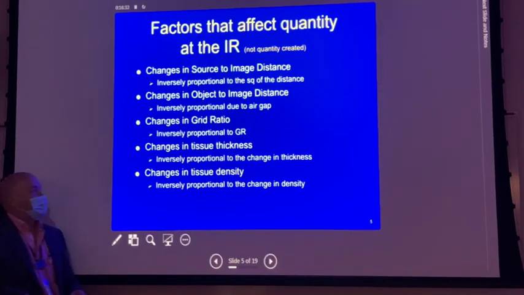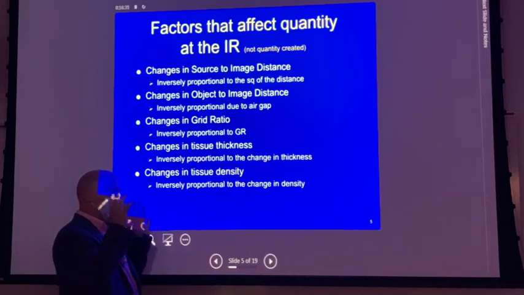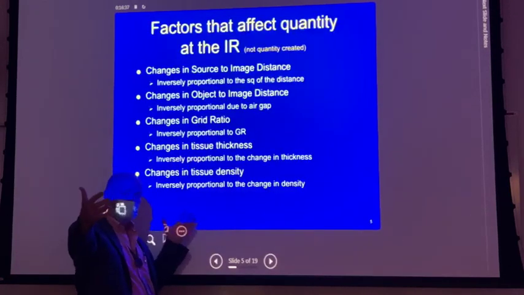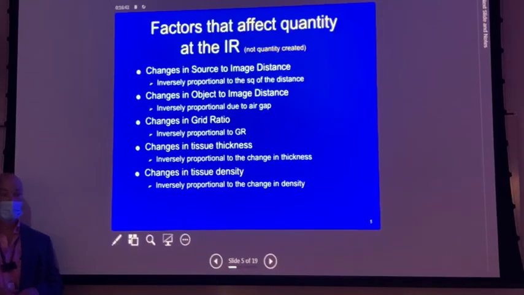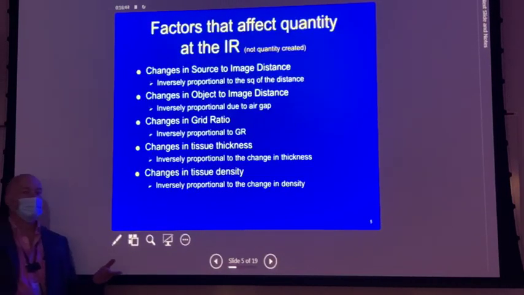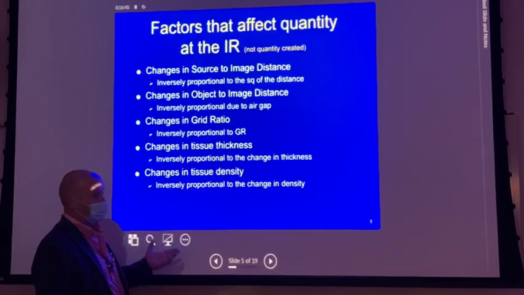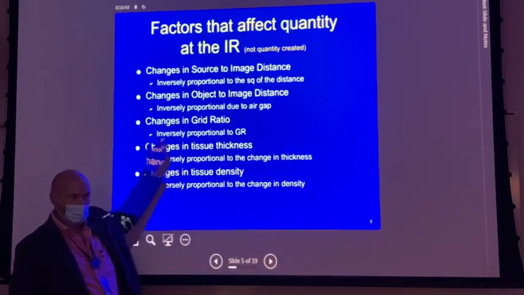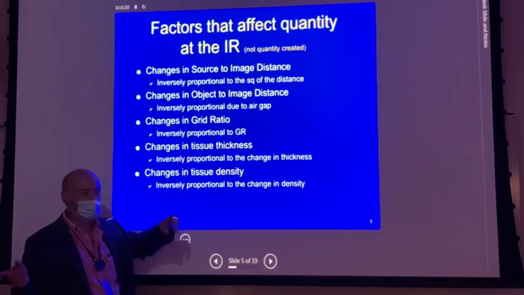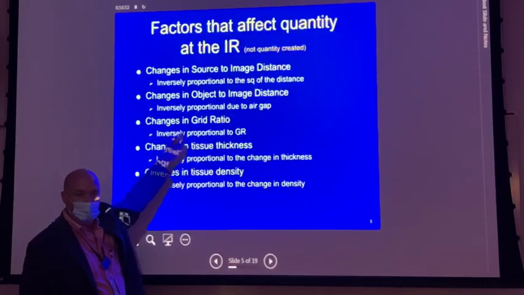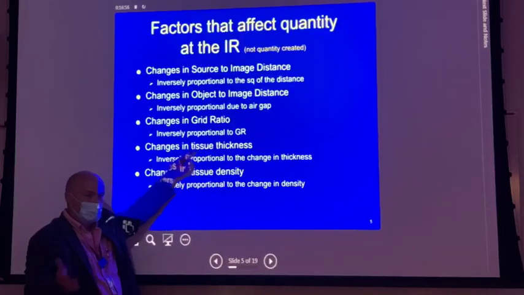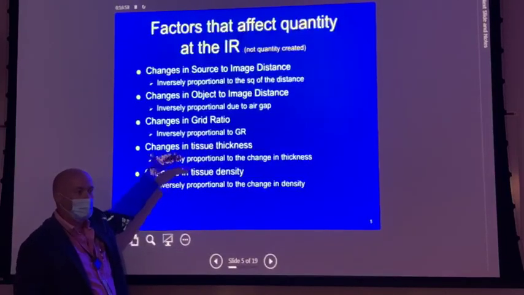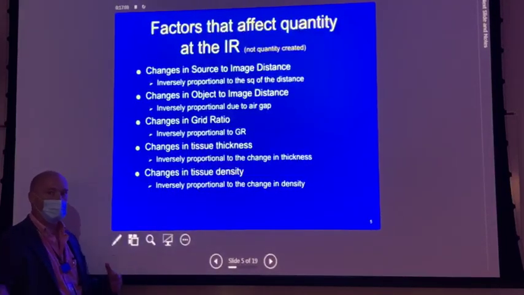So changes in tissue thickness, you go from a relatively thin patient to a relatively thick patient, what do you get? More scatter, right? So as thickness goes up, what are you gonna use? More technique, more mass. Before we get there, what are you gonna use? Grid, right? So you get to a grid, we haven't changed our technique yet, so with the increased thickness, we're gonna get more scatter radiation.